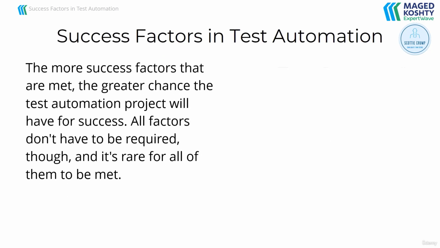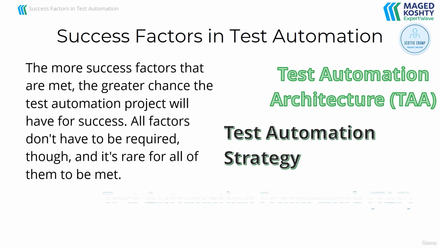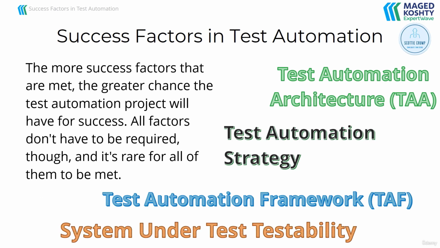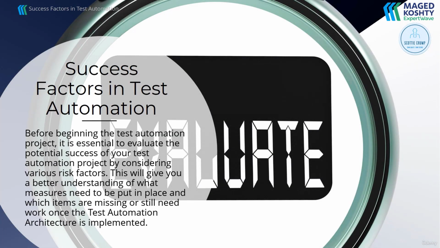The more success factors that are met, the greater chance the test automation project will have for success. All factors don't have to be required, though, and it's rare for all of them to be met. Before beginning the test automation project, it's essential to evaluate the potential success of your test automation project by considering various risk factors. This will give you a better understanding of what measures need to be put in place and which items are missing or still need work once the test automation architecture is implemented.